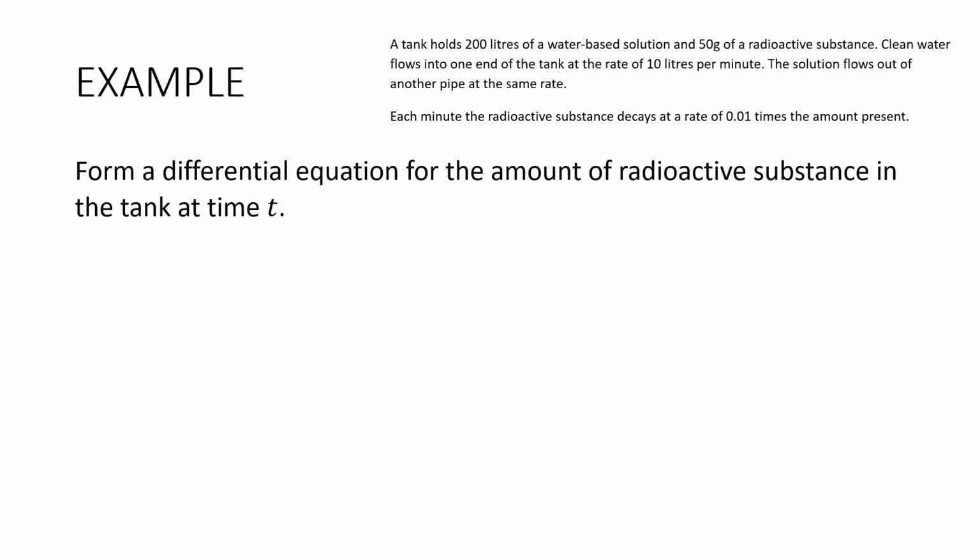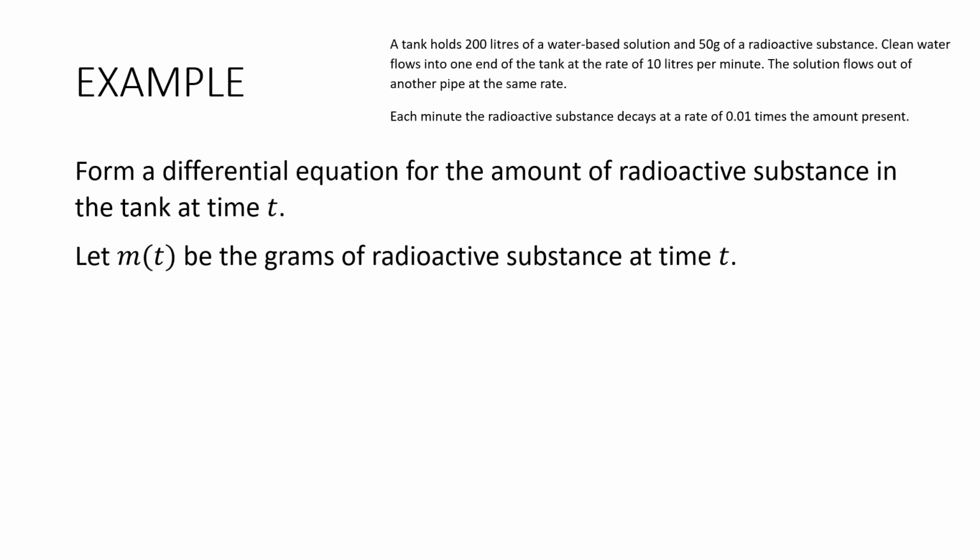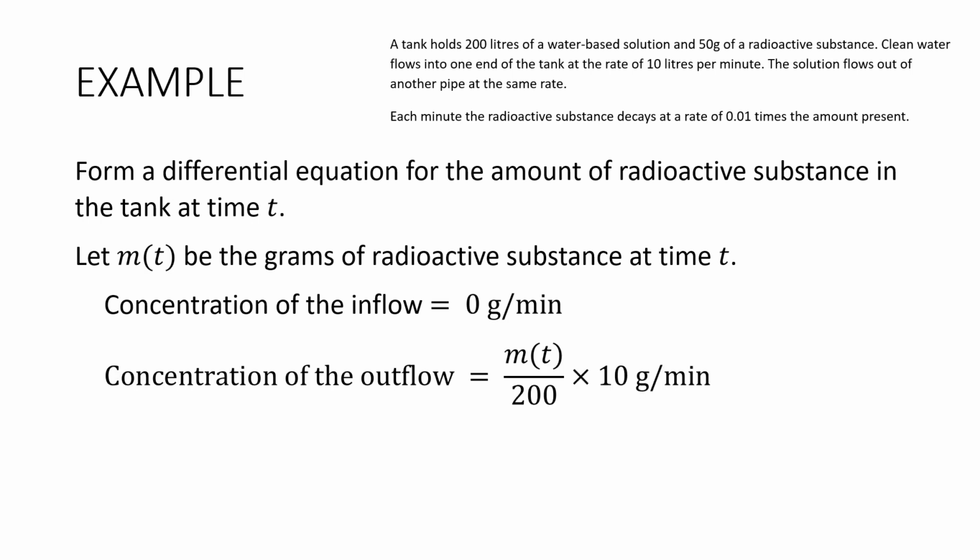So let's start with the definition. Let m of t be the grams of radioactive substance at time t. Now this is what we know. In terms of the inflow, there's no new radioactive substance coming in. So the concentration of radioactive material in the inflow is 0 grams per minute. But the outflow is another story.